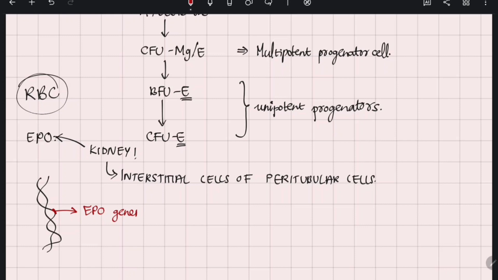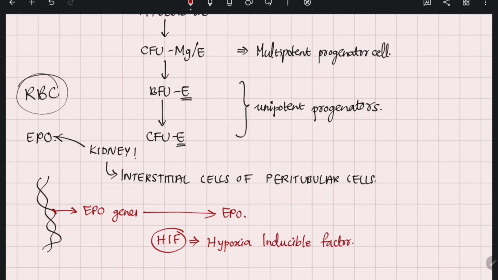And this gene on transcription will produce erythropoietin. Okay, the EPO gene on transcription produces erythropoietin. But for this transcription to happen, there should be an influencer or a factor which helps in this transcription. That factor is this HIF, or the hypoxia inducible factor.